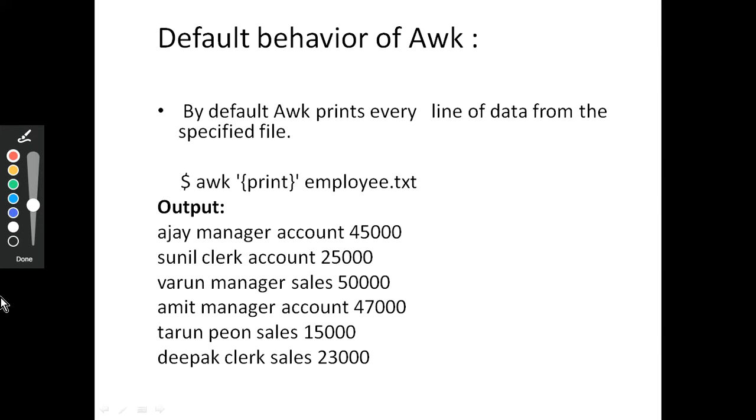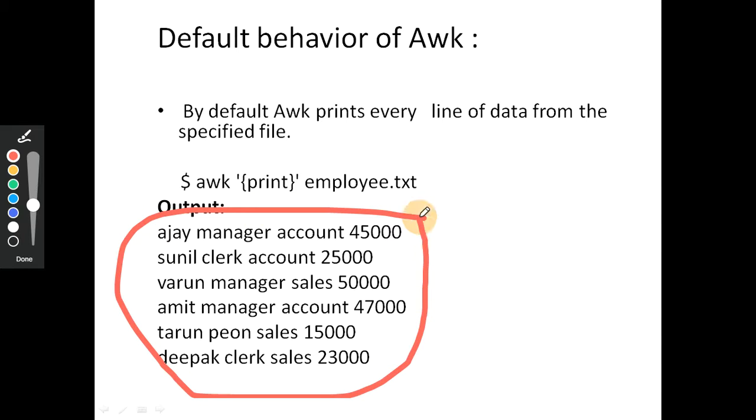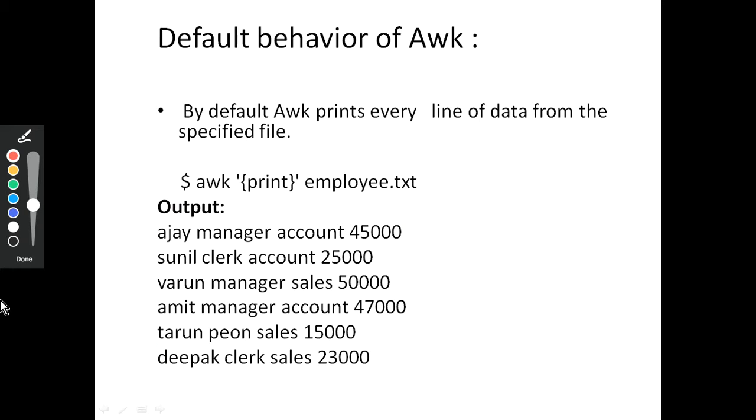So after execution, this is the output that will appear in front of us. So you can see it. We have four fields: name, designation, department, and salary structure.